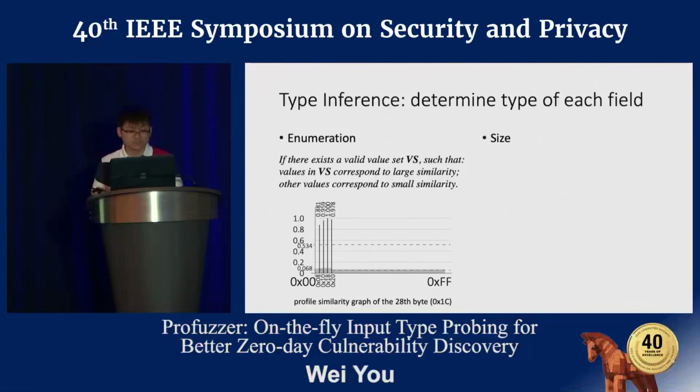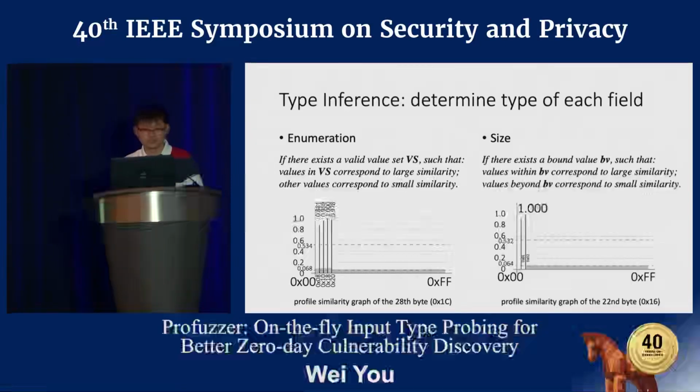As shown in the profile similarity graph of the 28th byte, which is an enumeration field, there are 4 valid values that may lead the program to move forward, hence have a relatively high similarity score, while other invalid values lead the program to terminate immediately, hence the similarity score is very low. Now let's move to the size field.